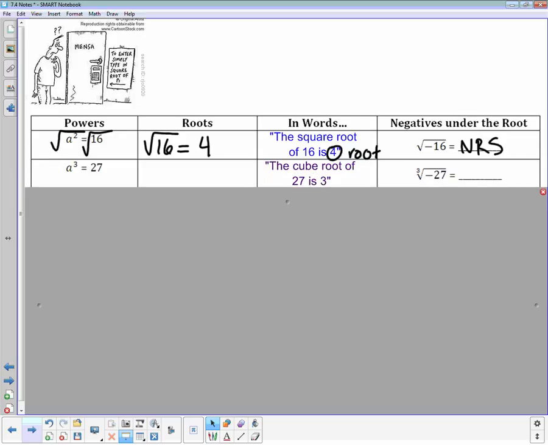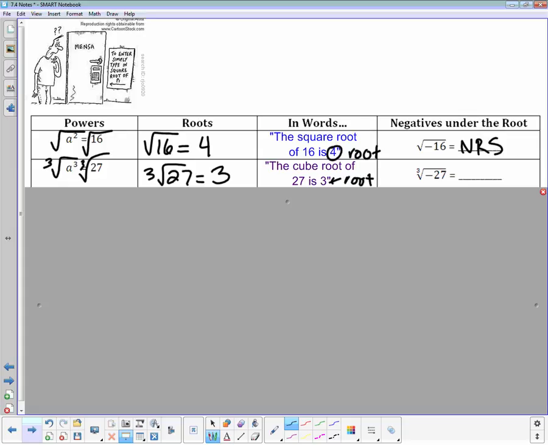So if we look at our next power, we have a cubed is equal to 27. So to solve for a, we're going to take the cube root of both sides. And if we do that, we have the cube root of 27 is equal to 3. And once again, the cube root of 27 is 3. 3 is our root.